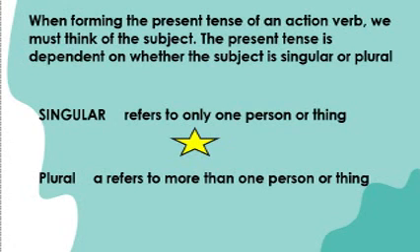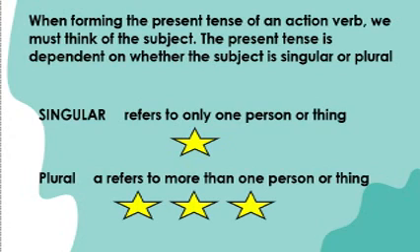For example, in singular, we have here one star. That means that is singular because this is only one. When we say plural, we have many stars. It means it is more than one. So that is singular and plural.